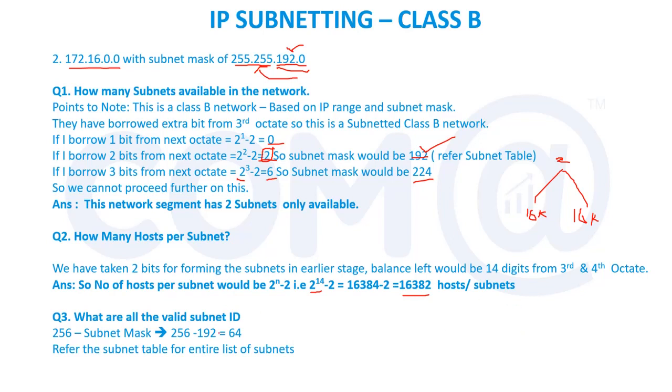So third question is, what are all the valid subnet IDs? What we have to do? We have to subtract 192 from 256. So 256 minus 192 is 64. This is also available now. So now we know how to break it. So we'll just move on to the next slide.